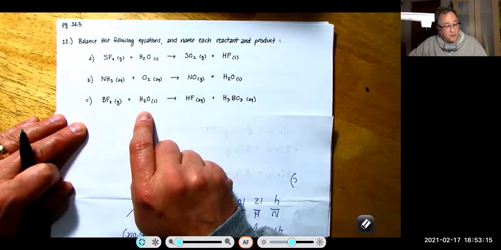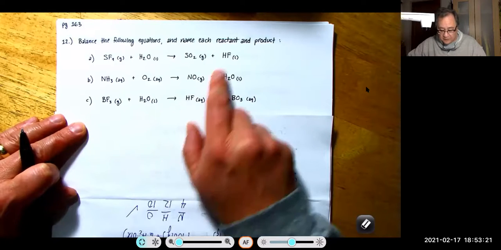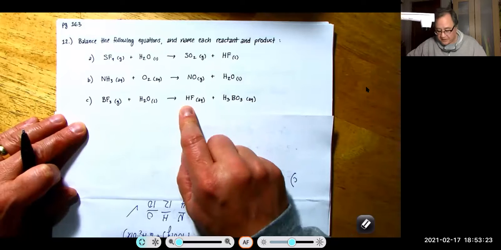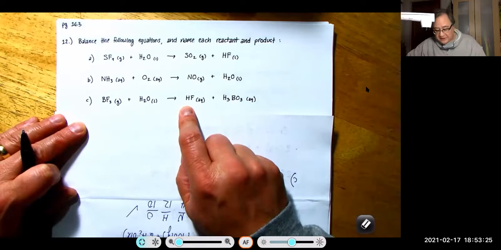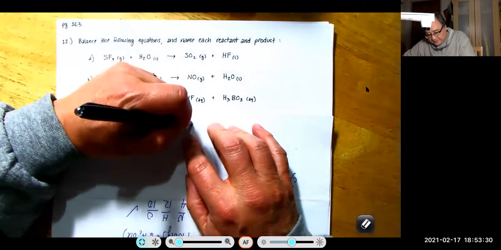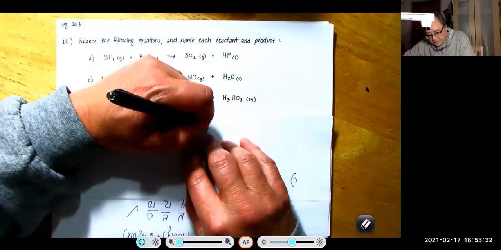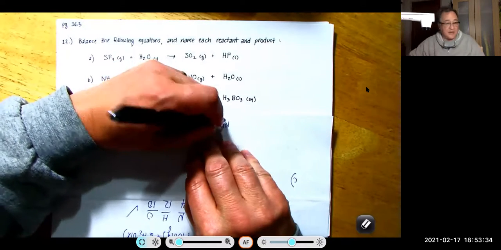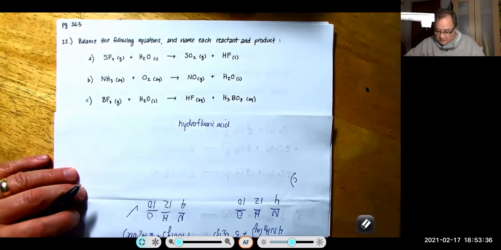This one we've seen before, it would be dihydrogen monoxide. And this one we've seen before over here, which would be hydrogen monofluoride. This does have a common name. It's called hydrofluoric acid. That's the common name. Okay.